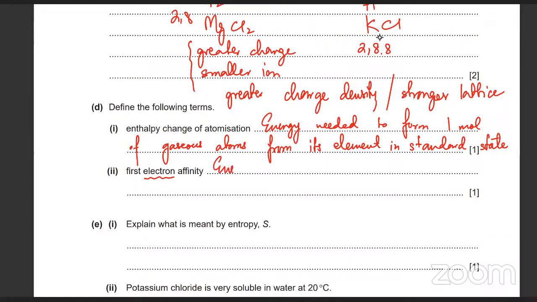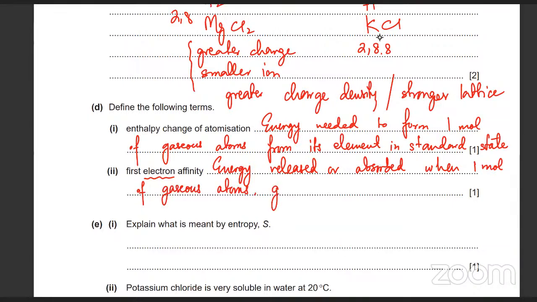So it's the energy released or absorbed when 1 mole of gaseous atoms gain 1 mole of electrons. So it's the exact opposite of ionization energy. This should be one mole. Gain 1 mole of electrons to form 1 mole of gaseous -1 ions.